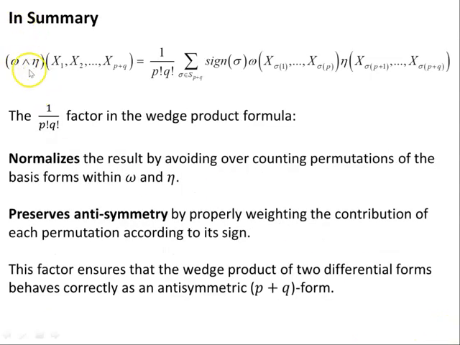All right, so in summary, here's our formula again. So we've accounted for the sigma, the sign of sigma, the symmetric set, and this factor here. So the 1 on P factorial Q factorial factor in the wedge product formula normalizes the result by avoiding overcounting of the permutation basis forms within omega and eta, and preserves anti-symmetry by properly weighting the contribution of each permutation according to its sign. And for a specific example of that, have a look in the introduction to 2 forms video. Now, this factor ensures that the wedge product of 2 differential forms behaves correctly as an anti-symmetric P plus Q form.